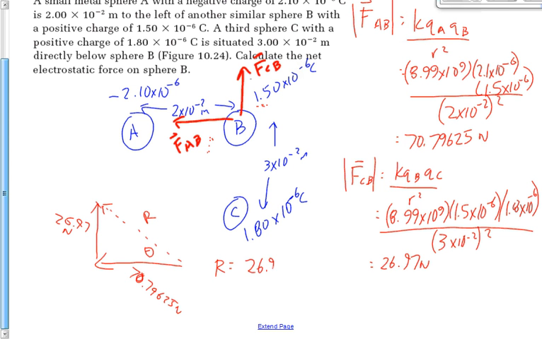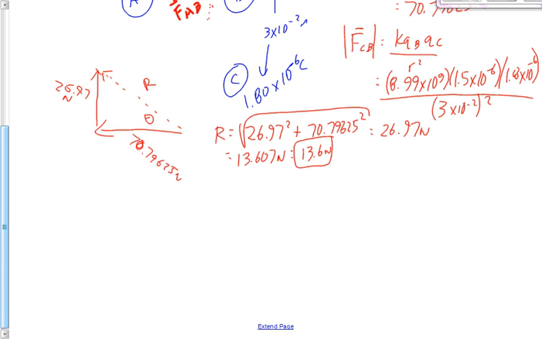It's 26.97 squared plus 70.79625 squared. Square root that. What do we get? 13.607 newtons. We're going to round that to 3 digits, 13.6 newtons. Yes, it should be bigger. Yeah, that's not right. What is it? Okay, that makes more sense, yeah. 75.8.